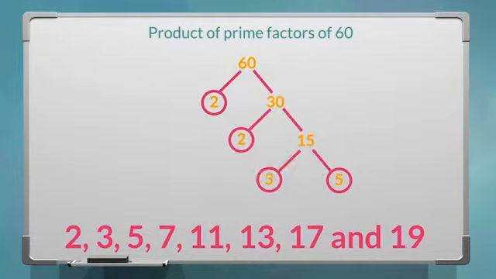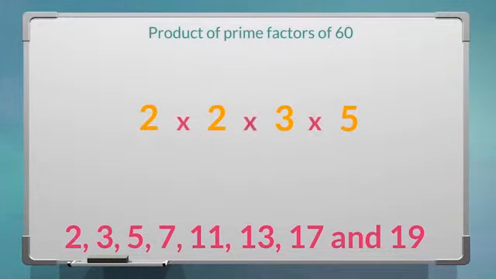So to write our final answer, we put our circled numbers in a line, and then we put multiply signs between them. So it now reads 2 times 2 times 3 times 5. If you work out the answer to this sum, you get 60, which is what we started with. So the answer works. This is a good way to test out whether your answer is correct or not.